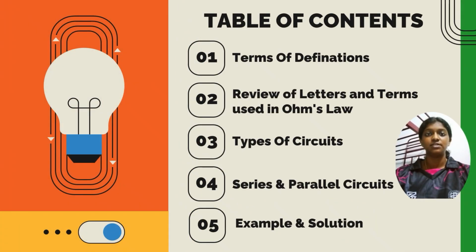As you can see, the table of contents is terms of definitions, review of letters and terms used in Ohm's law, types of circuit, series and parallel circuits. The last one is example and solution.